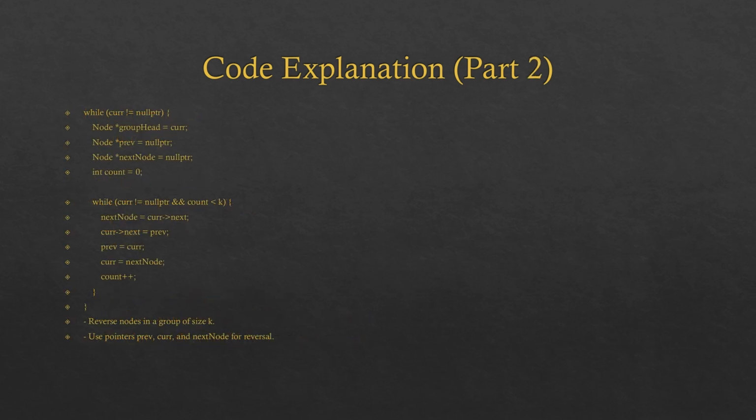Inside a while loop, we continue traversing the list until we reach the end. For each group of k nodes, we initialize 3 pointers: group head, prev, and next node. We then reverse the nodes in this group. To do this, we adjust the next pointers of the nodes, ensuring that the nodes are reversed one by one.